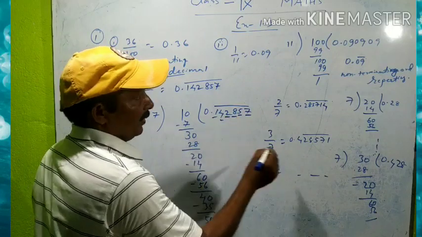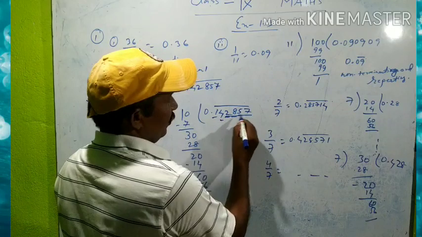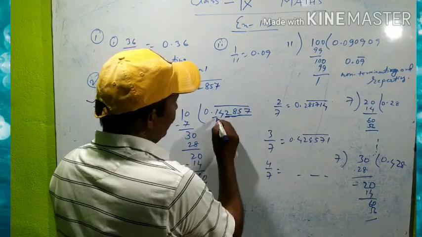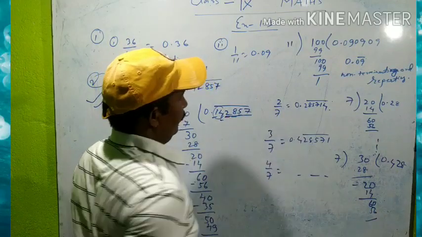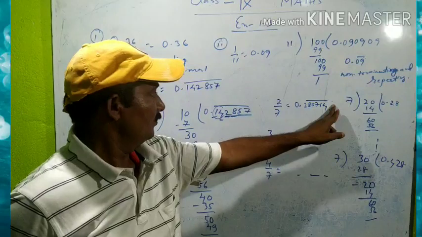Then 4 will be coming. So its decimal expansion will start from here now: 2, 8, 5, 7, then 1, 4. This will be coming here. And after 4, again 2 will be coming here.